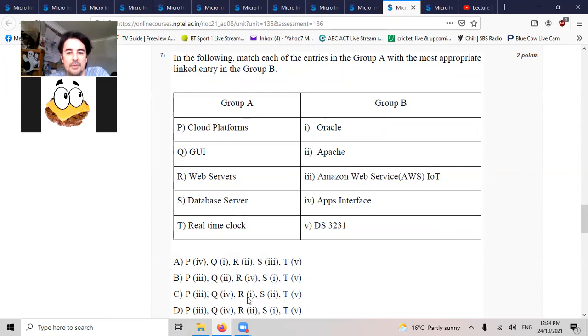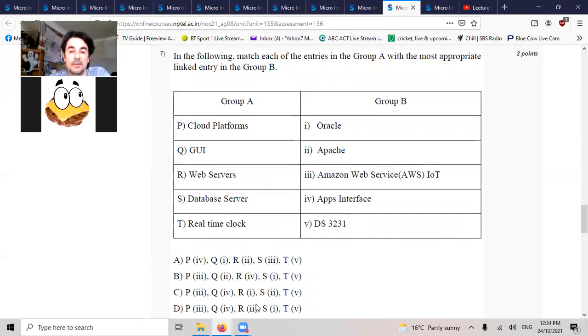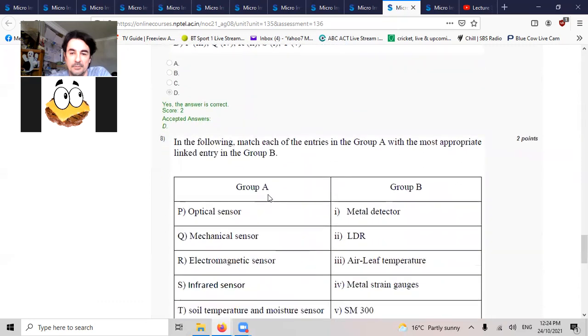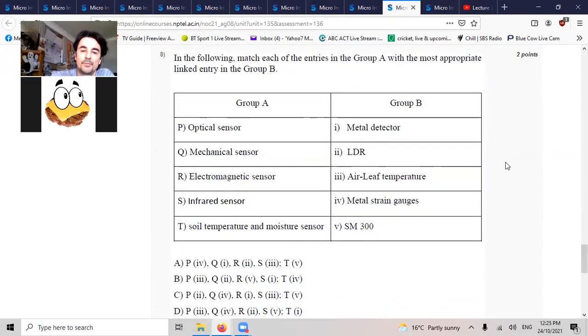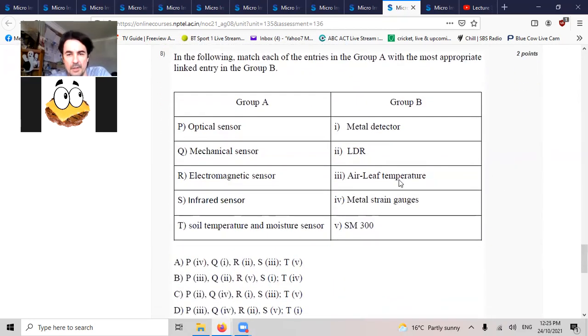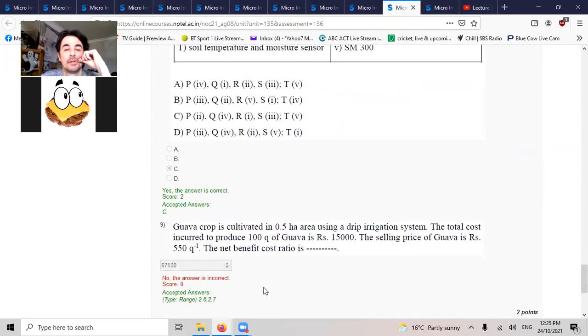So the next one are these two, R2, Apache Web Services, Apache, okay, R2, D. This one, okay, electromagnetic sensor, sensors for metal, R1, yeah, we'll see.